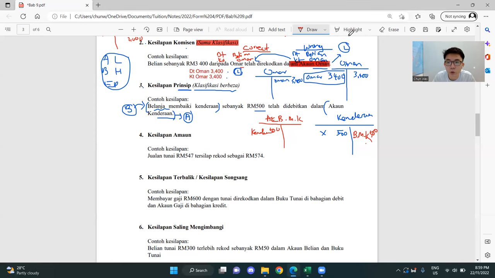You see not? So if you want to do a journal, so here will be debit belanja membaiki kenderaan. How much? 500. And then I take out from the kenderaan. And it is 500, same figure.